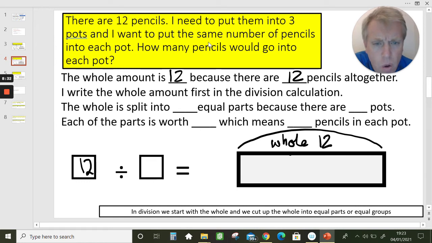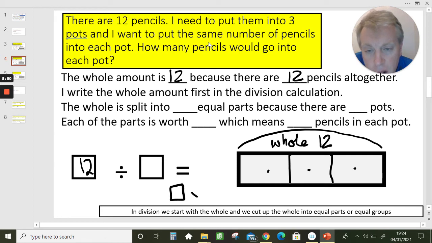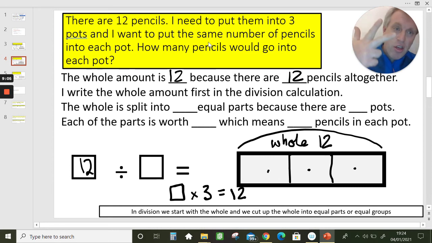I've got to split my whole amount into 1, 2, 3. The numbers are the same. So the number of the first part is the same as the number of the second part and the third part. So it's my mystery number 3 times. 3 times the mystery number equals the whole amount, 12. So I've got to use my 3 times table. 1 times 3 is 3, 2 times 3 is 6, 3 times 3 is 9, 4 times 3 is 12. So it's 4 in each part.